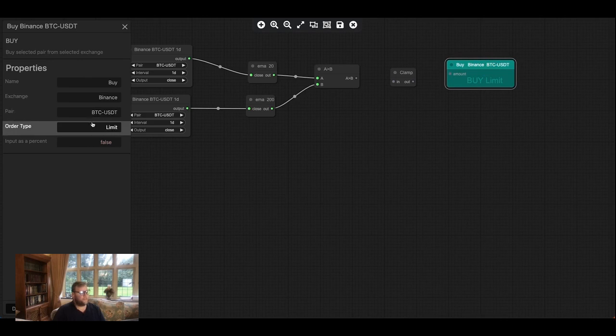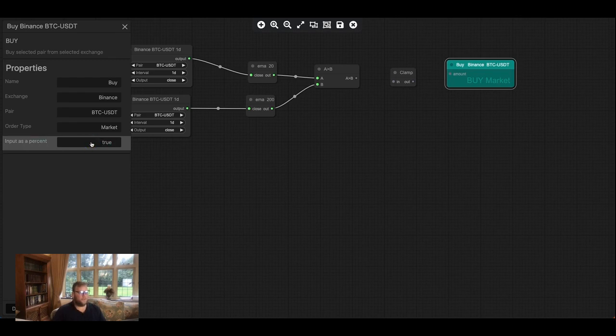you can see here the order type, I can select either a limit order or a market order. So if I want to buy at the price that's available, I'm going to select the market. If I want to put a specific price parameter, I can select limit order. For the sake of this, we're going to go with market.